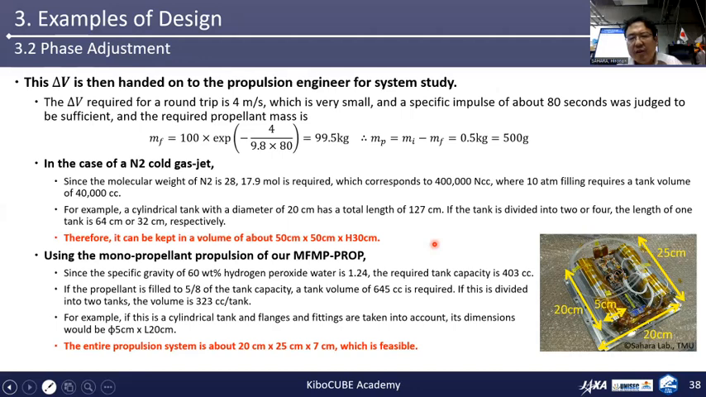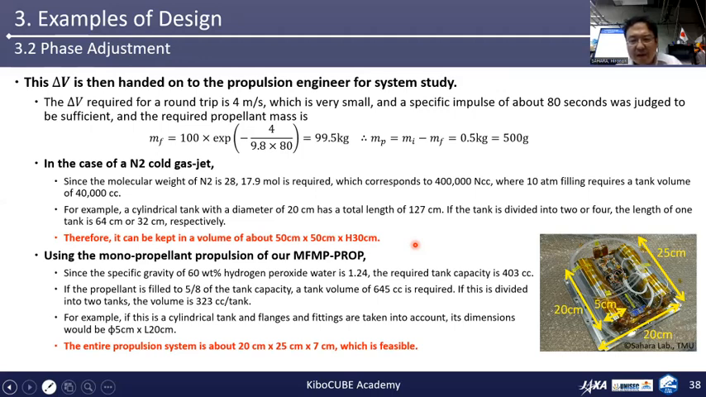Since the required velocity increment is small, a cold gas jet with a specific impulse of 80 seconds is selected here. The required gas mass is 500 grams. If nitrogen is chosen as the propellant, this is 17.9 mole, or about 400,000 cubic centimeters in the normal state. If the tank is filled with this nitrogen at 10 atmospheres, the required tank volume is 40,000 cc. If a cylindrical tank with a diameter of 20 centimeters is used, the length of the tank would violate the dimensional limitation if a single tank is employed. But this can be solved by dividing the tank into four.